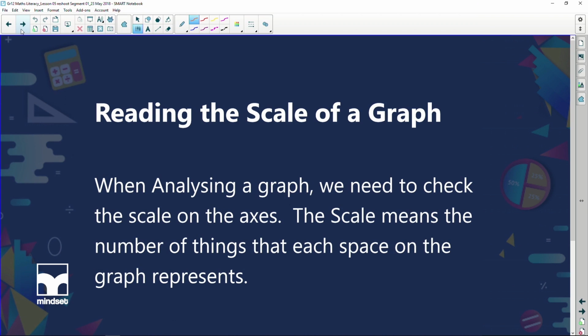But the one thing we didn't place very much emphasis on were those little numbers on the vertical scale and those little numbers on the horizontal scale. And those little numbers make up the scale. Okay, so let's have a look at what we're doing today. We're going to look at reading the scale of a graph. Now, when analyzing a graph, we need to check the scale on the axis. The scale means the number of things that each space on the graph represents.